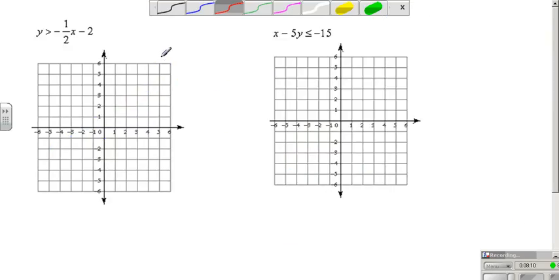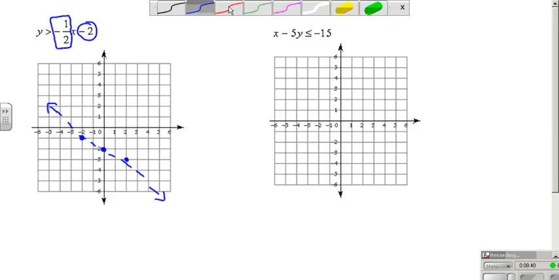Now a couple more inequality examples. Here, my intercept is negative 2. Got that first. My slope is negative 1 over 2. So I'm going to go down 1, right 1, 2, or I could go up 1, left 1, 2. This is a less than, greater than scenario, so I do the dashed line.